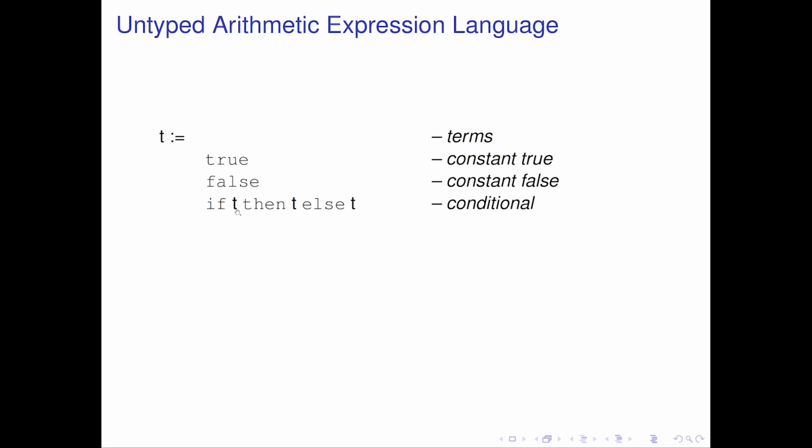And each of these terms can itself be if-then-else, or true, or false, or zero, or it can be an operator or function called successor, or predecessor. This is a very, very simple language. Any questions about this language?